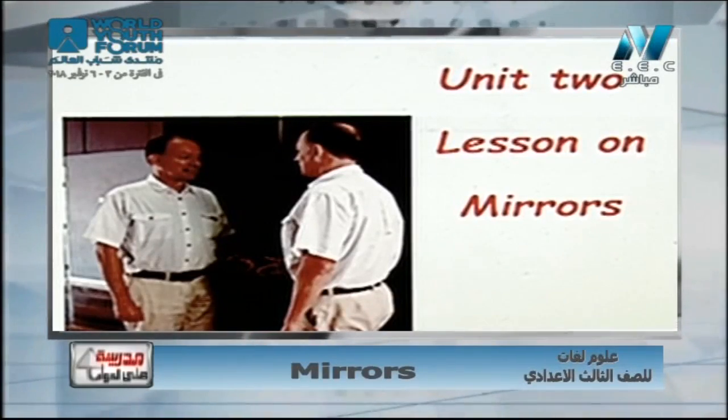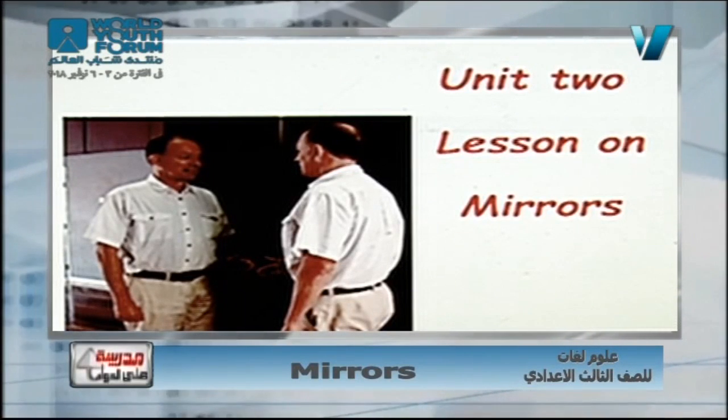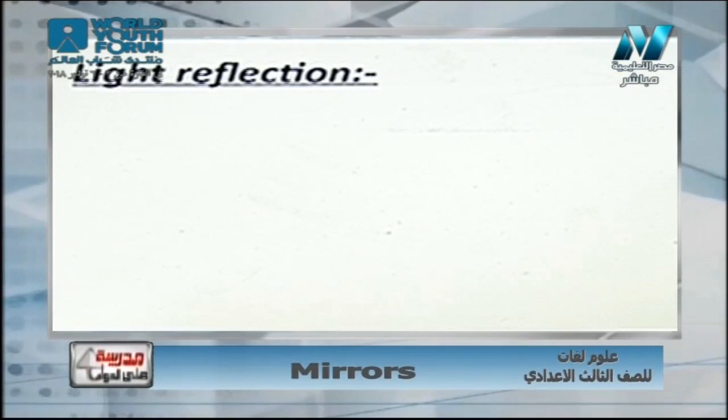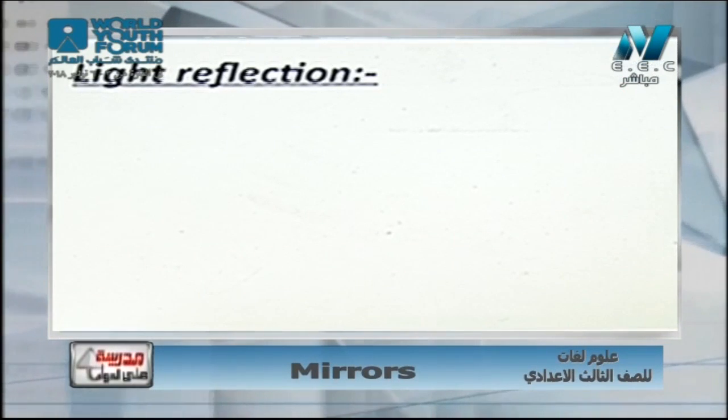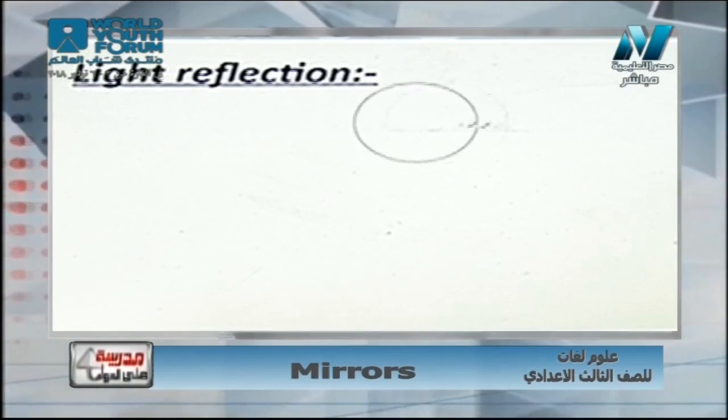As we see here, Unit 2, Lesson 1, mirrors. As we see in front of us, we talk about mirrors. So, the first definition in our lesson today, number 1, light reflection. Light reflection, انعكاس الضوء. So, light reflection, which means what?